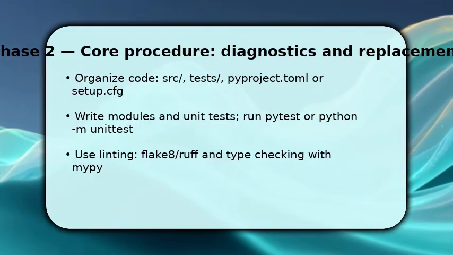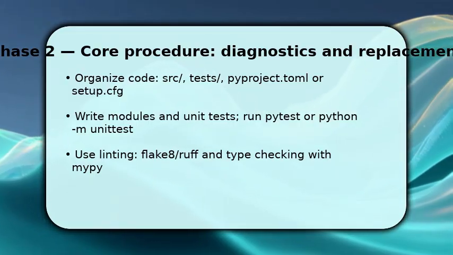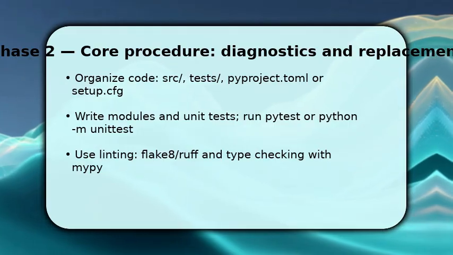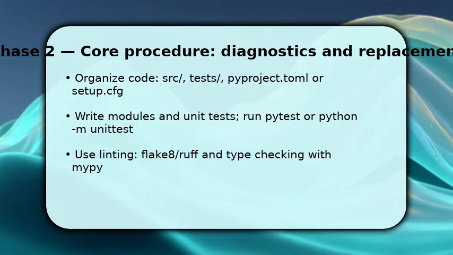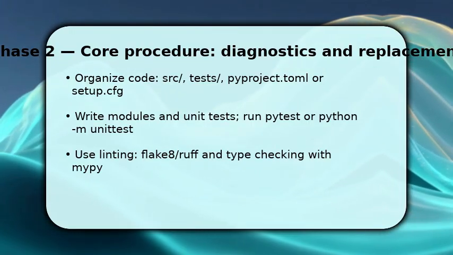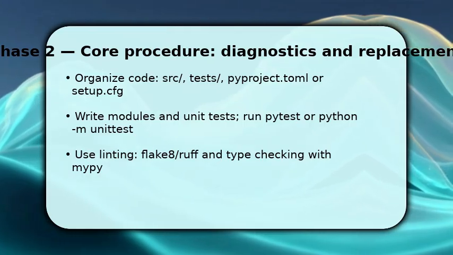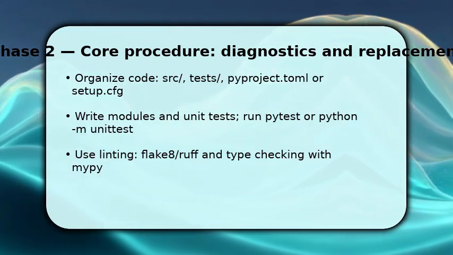Structure your project with a src directory, add tests, and pick a build config like pyproject.toml. Write a small module, then write a unit test. Run pytest to validate behavior. Make sure to lint and type check so errors surface early. Use flake8 or ruff and mypy for types.